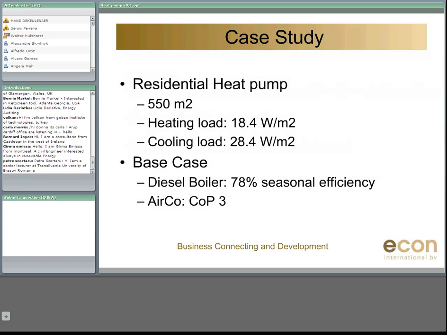So we will replace this base case by a proposed case using a reversible heat pump, and we will use a ground source heat pump. Now if you bear with me for a minute, I'll just share my computer screen with you. In a few seconds, you should be seeing my screen.